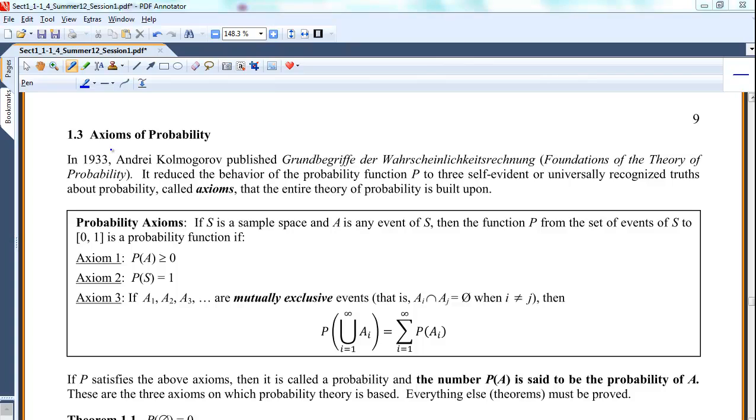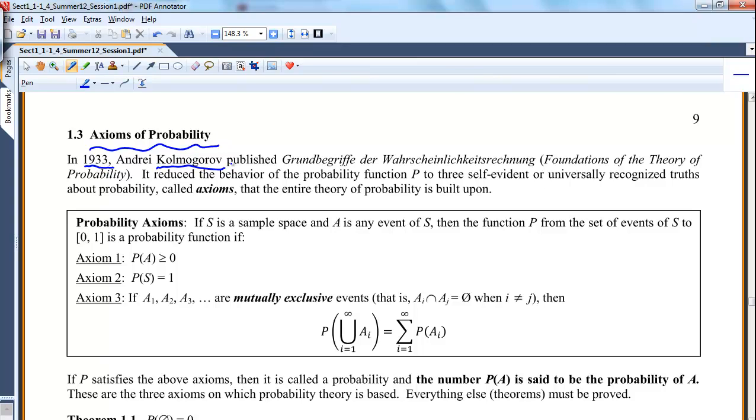But anyway, we're into chapter 1.3. We already talked earlier, in 1.1, about the axioms of probability, and so I'm just going to restate those in 1.3 and then do a few small proofs of how you would use the axioms to prove some fundamental principles in probability. The axioms were stated in 1933 by Kolmogorov.